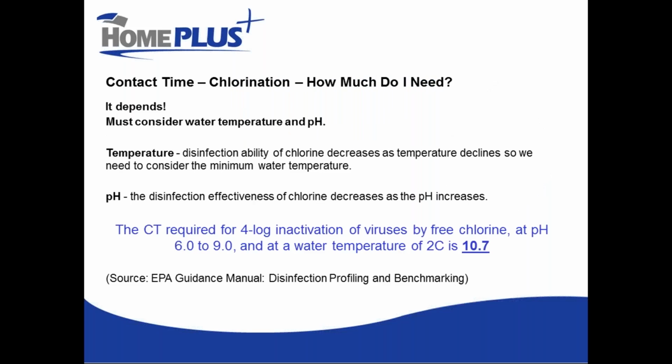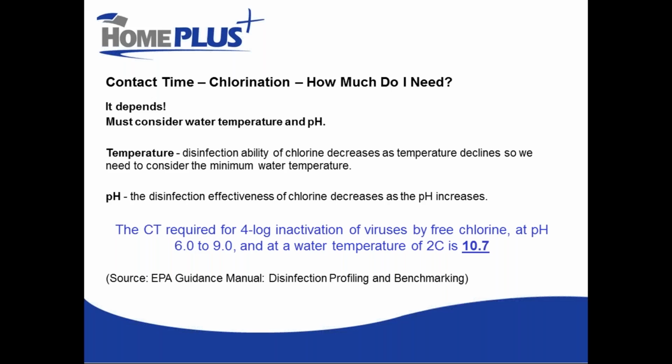We have to consider both water temperature and pH. Now, normally in BC, we tend to use a CT of 10.7, which is kind of like saying we have 1 part per million of chlorine for 10.7 minutes. And that would be suitable for 4-log inactivation of adenovirus at a pH range of 6 to 9 at a water temperature of 2 degrees Celsius.